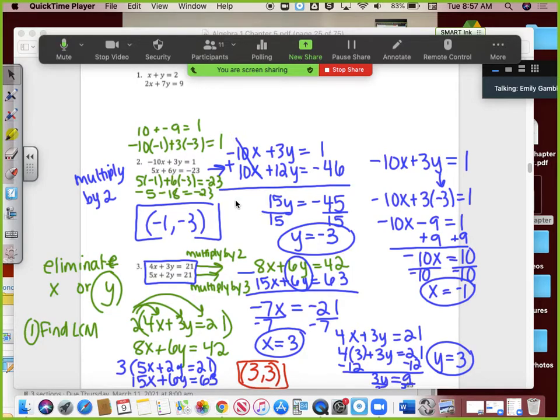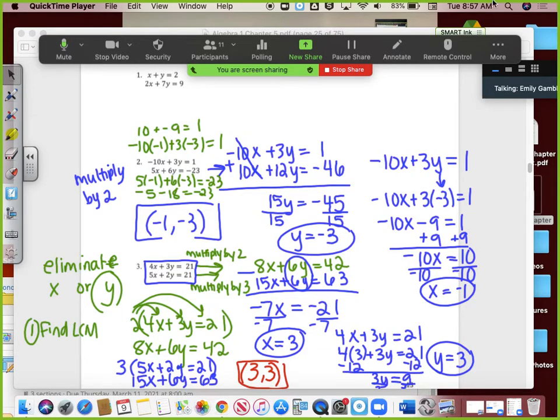Number 3 was not set up for elimination. We had to first figure out what we would like to eliminate. In order to do that, we needed to take both equations and we had to multiply them both by a specific number so that we could eliminate that variable that we wanted to. Then, once you do that, you follow the process, either add straight down or subtract straight down. You'll be able to solve for one, and then you can take that and solve for the other.